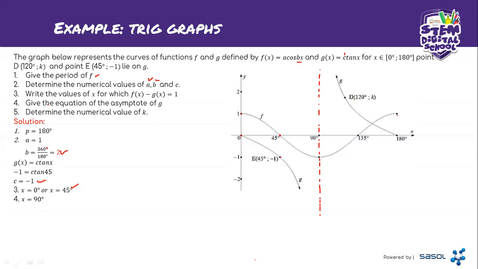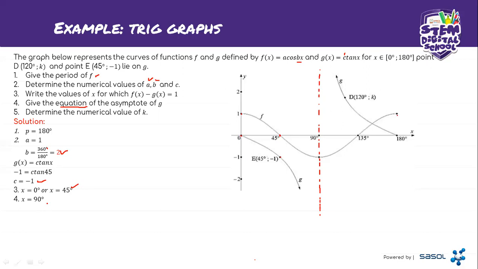Remember, the question is very clear to say, give the equation. So when you answer this question, you don't have to write 90 degrees only, because if you write 90 degrees, you might not get that mark. The question is very clear that we should write it in terms of an equation. So it must have an equal sign. So the answer is x equals 90 degrees.